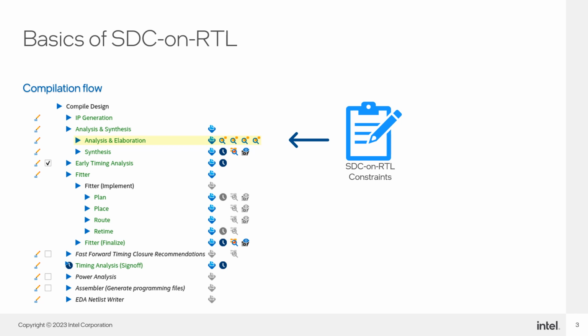Thanks to the Intel Quartus Prime Pro software's ability to maintain constraints targets updated, you can consistently apply constraints throughout the entire compilation process with just SDC-on-RTL files, adopting a write-once-use-everywhere approach. This empowers you to iterate more frequently, as you no longer need to rerun the feature every time your design changes.